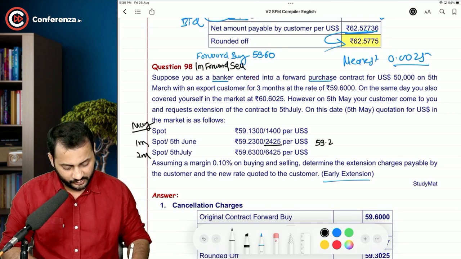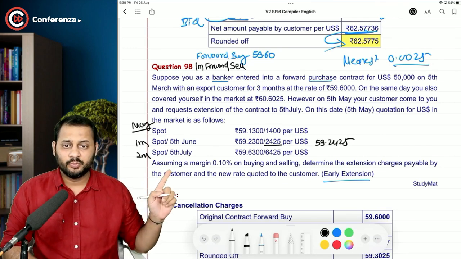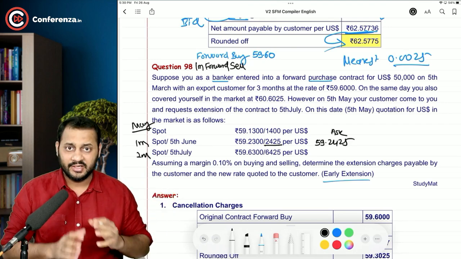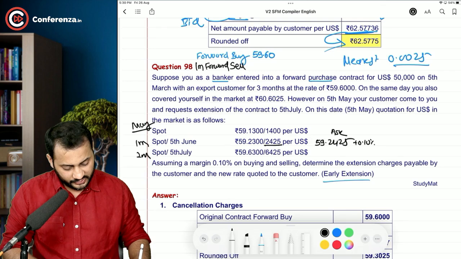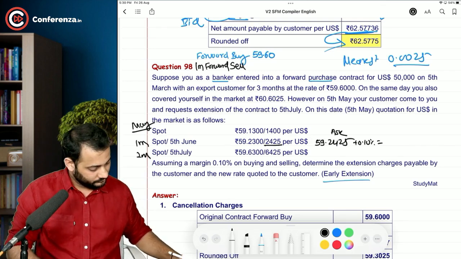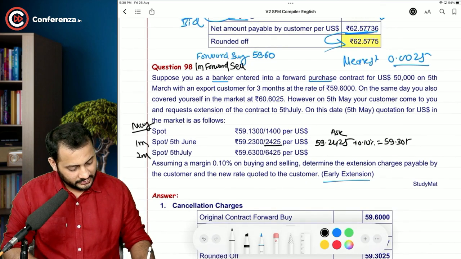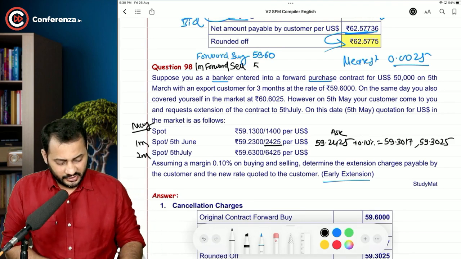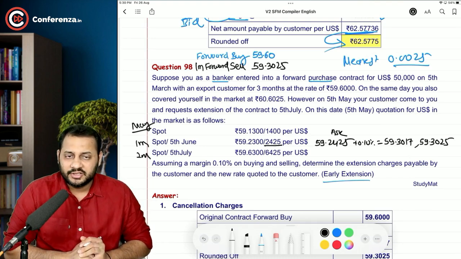Am I right? 59.2425. And understand, is there any margin? Assuming a margin of 0.10% on buying and selling. So you have picked ask rate. In ask rate, we normally add the margin plus 0.10%. $59.3017 rounded off to 59.3025, nearest 0.0025. So 59.3025. Now you understand, you take this into consideration from the bank's angle.